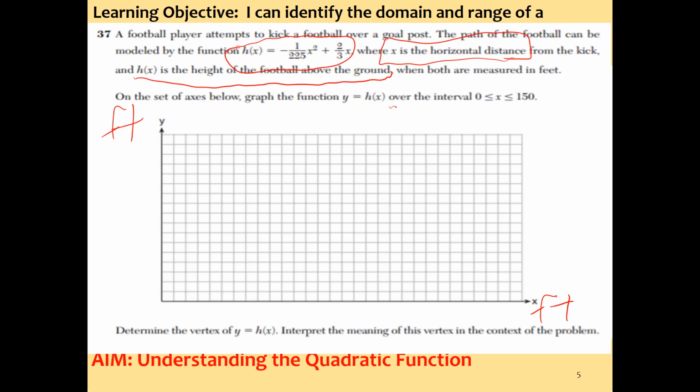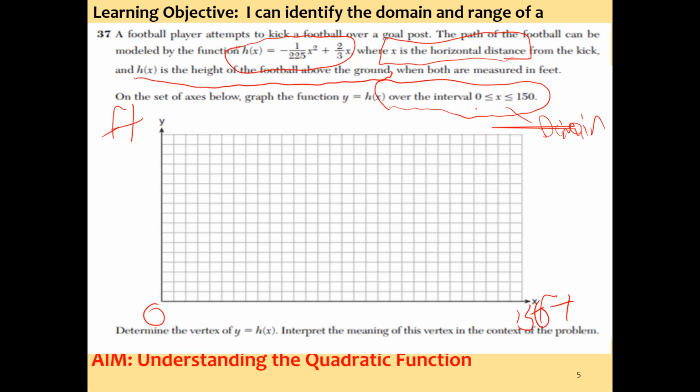Now this is a big one here. A lot of students get confused when they see this. Over the interval, this is telling you the domain. So this is the domain. You're going to graph this thing from 0 to 150. That is what that is telling you.